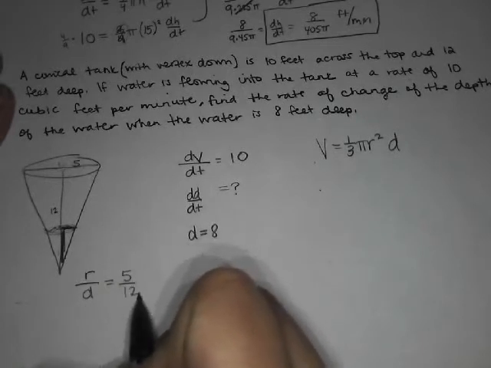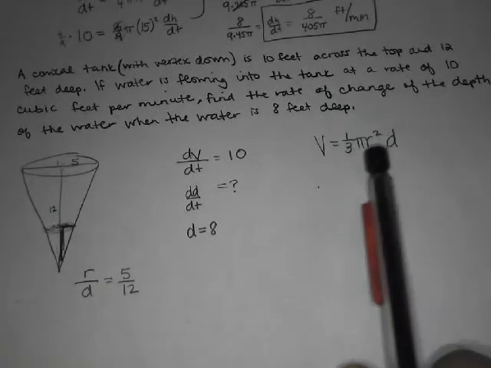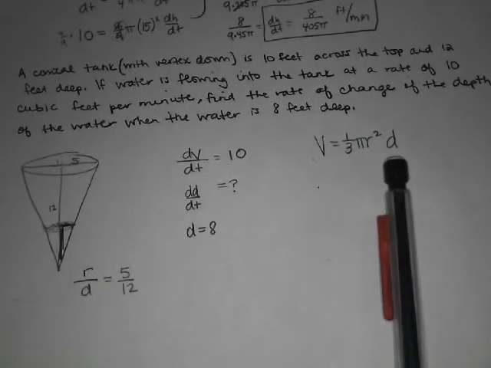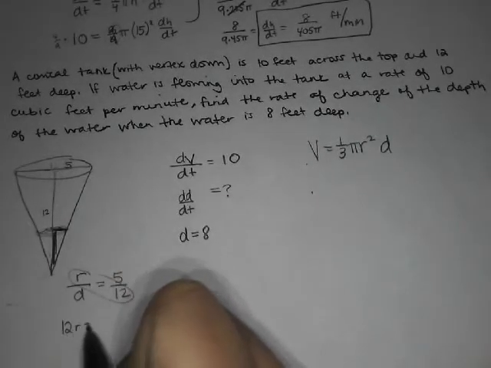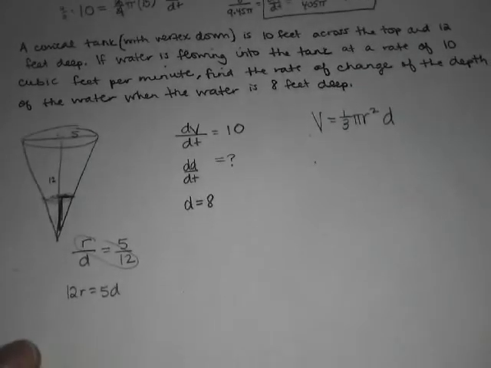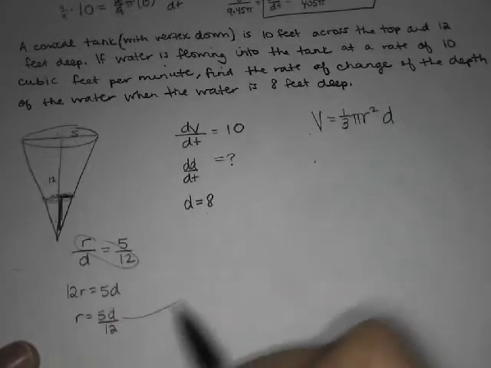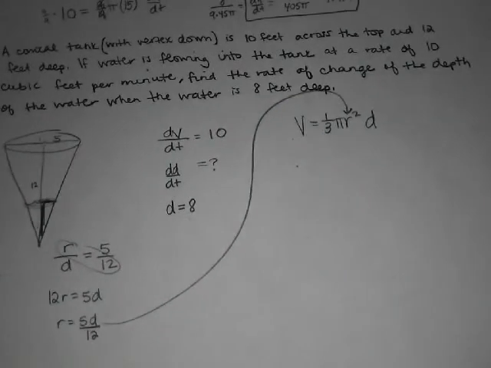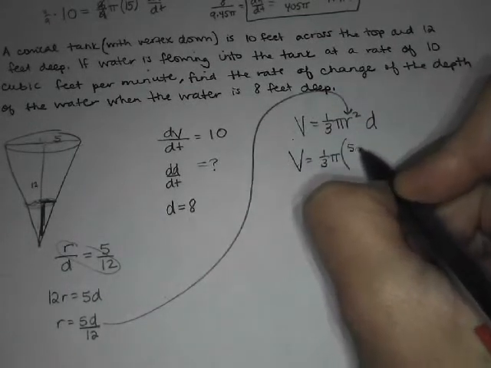And what that's going to allow us to do is to solve for R so that we can substitute that out of there before we differentiate. Do we follow? So if I cross multiply, I'm going to get 12R equals 5D. Divide by 12 on both sides, so R is the equivalent of 5D over 12. I'm going to use that to get rid of the R prior to differentiating so that I don't have a dR/dt to worry about, because that's really not a part of the problem. So V equals 1/3 pi, 5D over 12 is going to get squared.